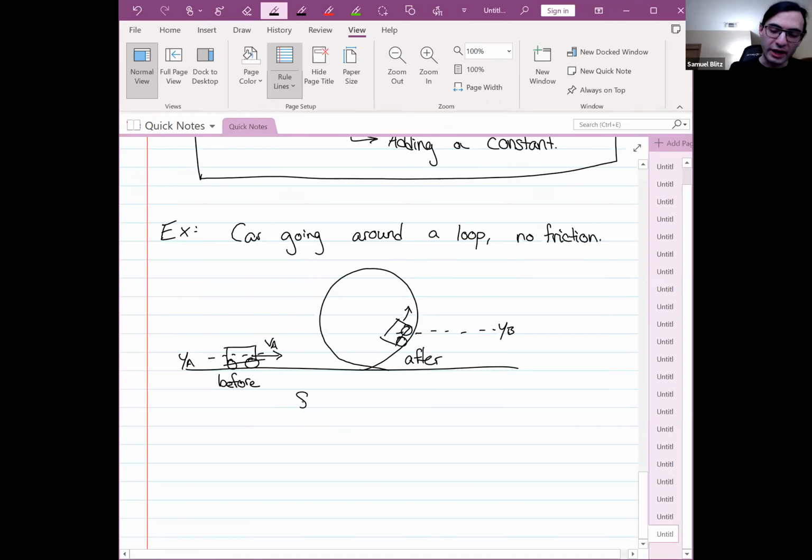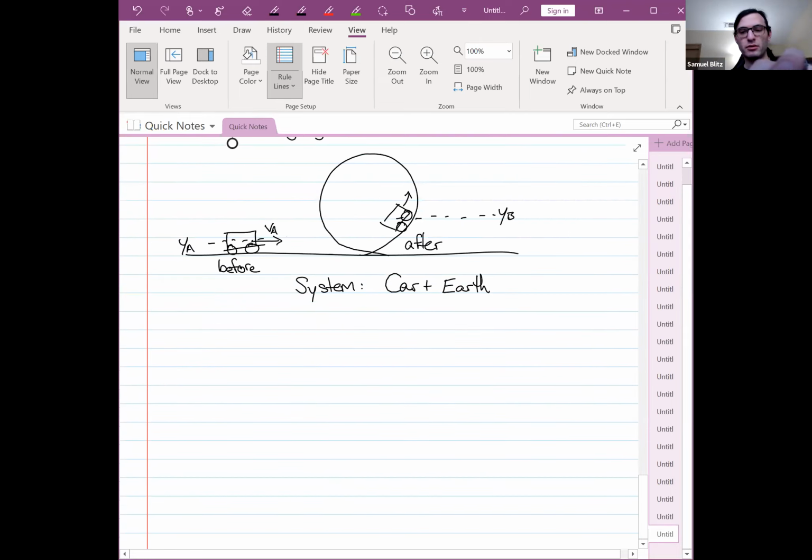So we're going to write down what our system is. We'll treat our system as the car plus the Earth. We want to include the Earth in our system so that the gravitational force is internal, and so we can treat it using potential energy. So in that case, because there's no friction, we have that 0 is equal to the change in kinetic energy plus the change in potential energy.